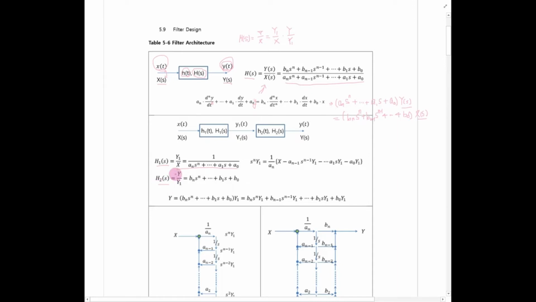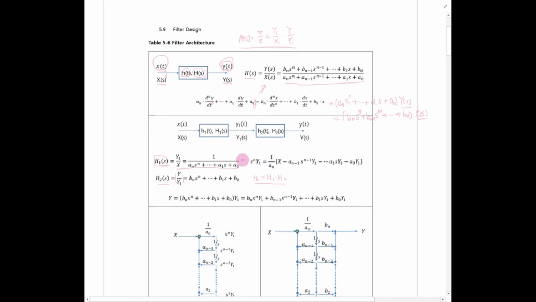Okay, so we decompose the numerator and denominator in two different steps. If we define h1 as y1 over x, h2 as y over y1, then h will be h1 dot product h2. The h1 h2 product will give this result. Okay, this is defined as h1 and this one is h2.